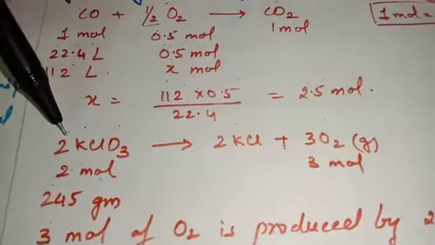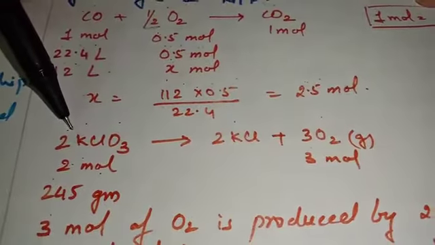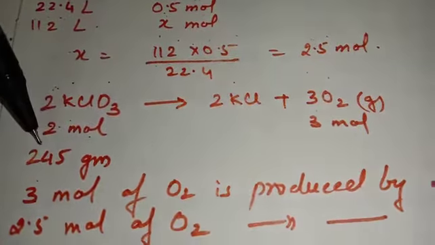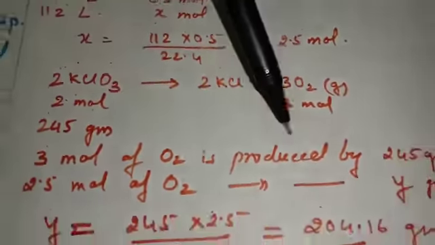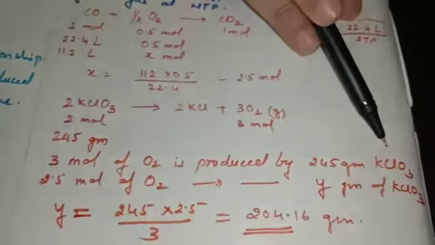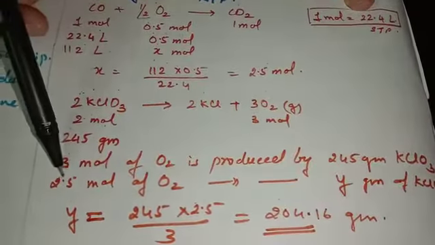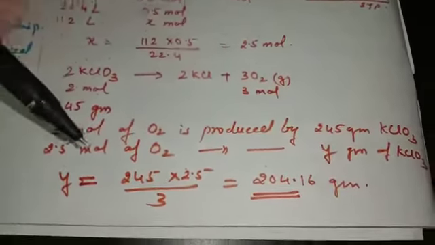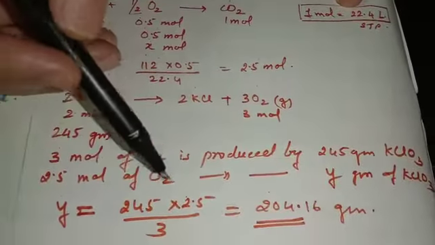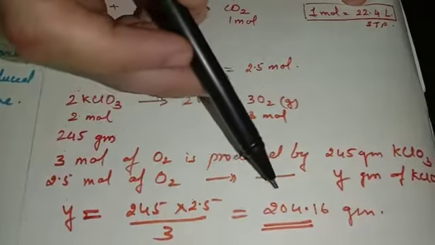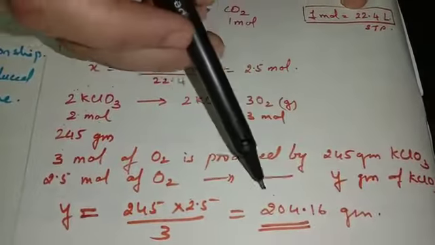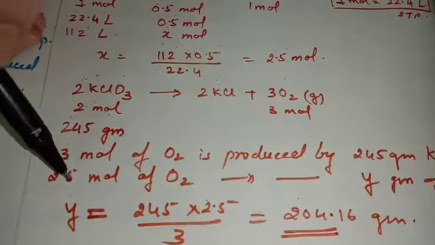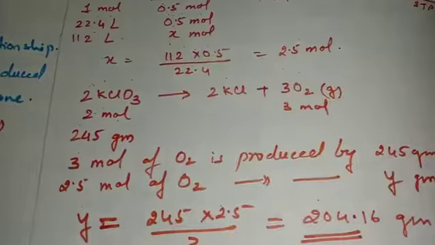Now, on decomposition of potassium perchlorate, 2 moles of potassium perchlorate gives you how many moles of oxygen? 3 moles of oxygen. That means 2 moles is 245 gram. So, 3 moles of oxygen is produced by the decomposition of 245 gram of potassium perchlorate. Now, to produce 2.5 mole of oxygen, how many gram of potassium perchlorate should be decomposed? By the unitary method, y is equal to 245 multiplied by 2.5 divided by 3. It comes to be 204.16 gram. That means on decomposition of 204.16 gram of potassium perchlorate, we get 2.5 moles of oxygen.